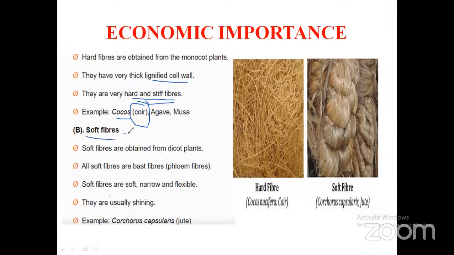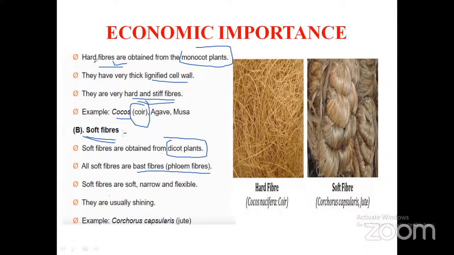And soft fiber is obtained from dicot plants. Dicot plants give soft fiber, monocot plants give hard fiber. All soft fibers are bast fibers, phloem fibers. This is important. Why are the hard fibers hard, and why are the others soft?